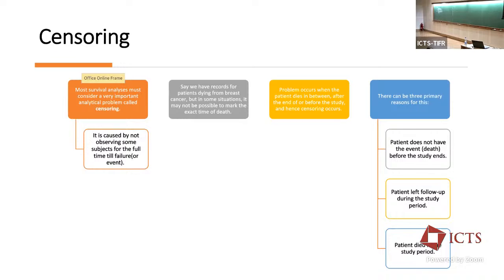Here we have records for patients dying from breast cancer, but in some situations it may not be possible to mark the exact time of death. The problem occurs when the patient dies in between, after the end or before the study, and hence censoring occurs. There can be three primary reasons for this. The patient doesn't have the event before the study ends, the patient left follow-up during the study period, or the patient died in the study period.